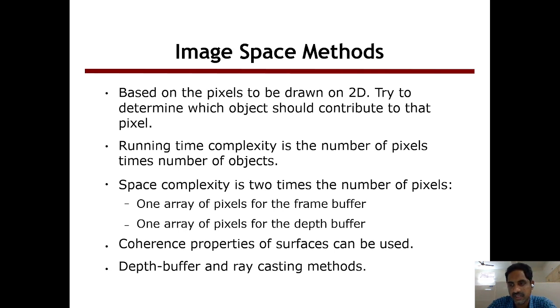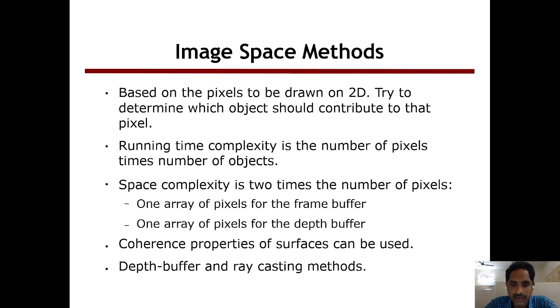What does space complexity mean? It is how much space is required to store the particular object. Based on the space complexity, the pixels are defined. First, one array of pixels for the frame buffer, and next, one array of pixels for the depth buffer. So whenever you store the data, it depends upon two buffers: the frame buffer and the depth buffer.